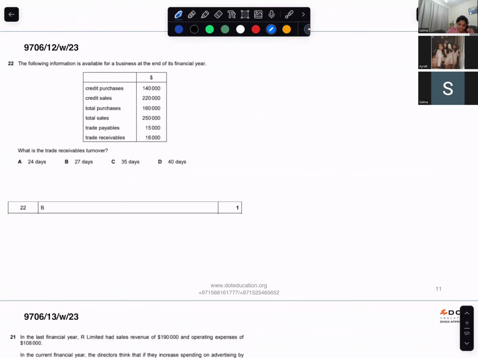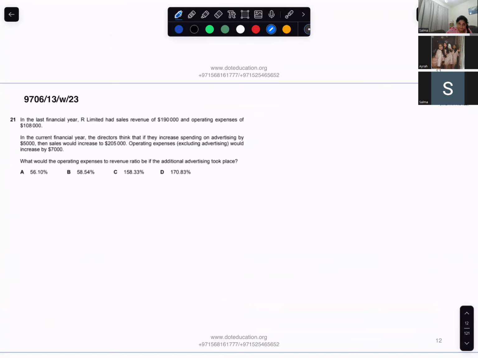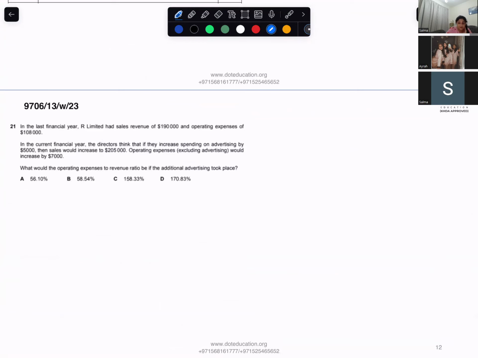Okay, go ahead. In the last financial year, R Limited had sales revenue of... What do I need? 190. What would the operating expenses to revenue ratio be if the additional advertising took place? I need to find out the operating expense to revenue ratio. Okay, read now.